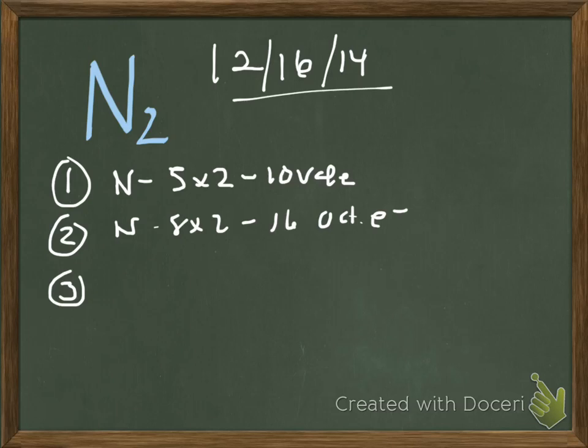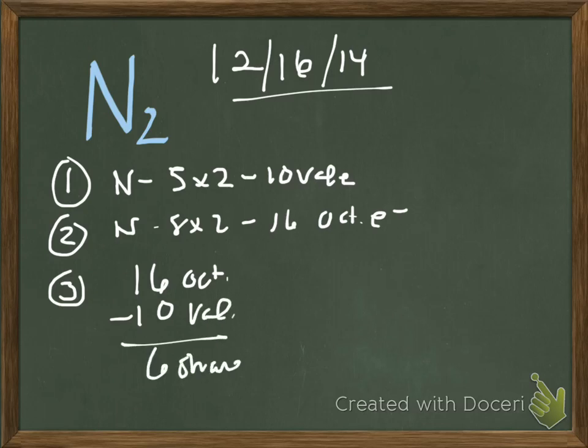So we're doing the Gooch method for nitrogen, N2. First, we are figuring out the valence electrons. Second, we are counting up the octet electrons. Now, our third step, we want to know how many electrons they're going to have to share. Well, between them all, they want 16, but they only have 10, so how many are they sharing? They're sharing 6 electrons.